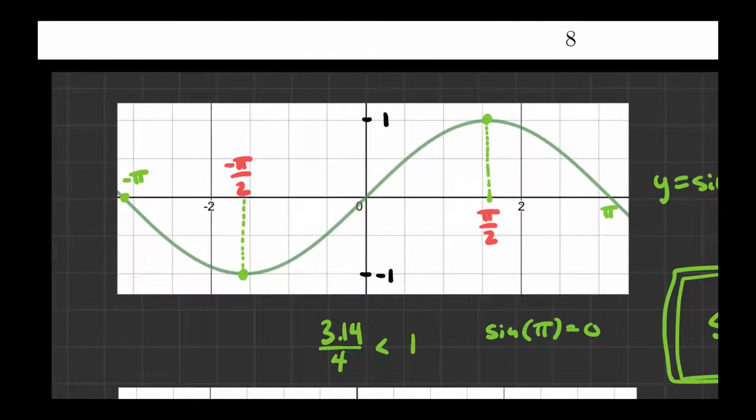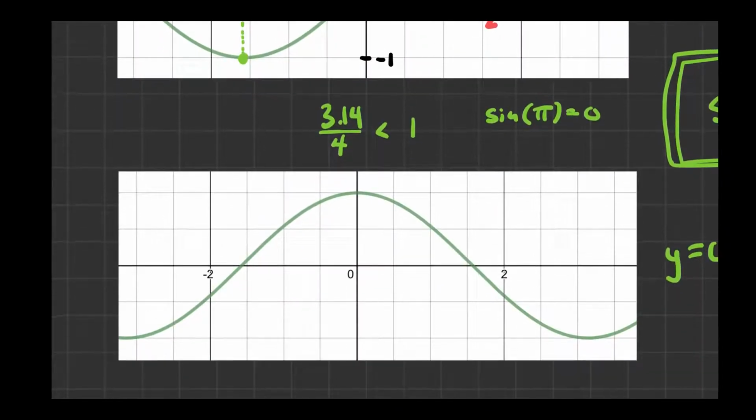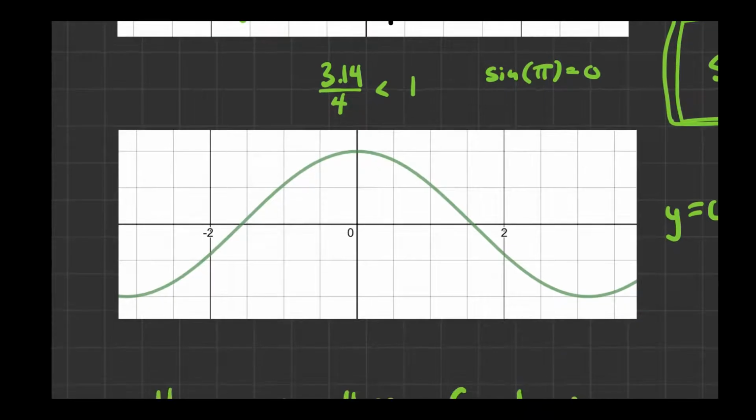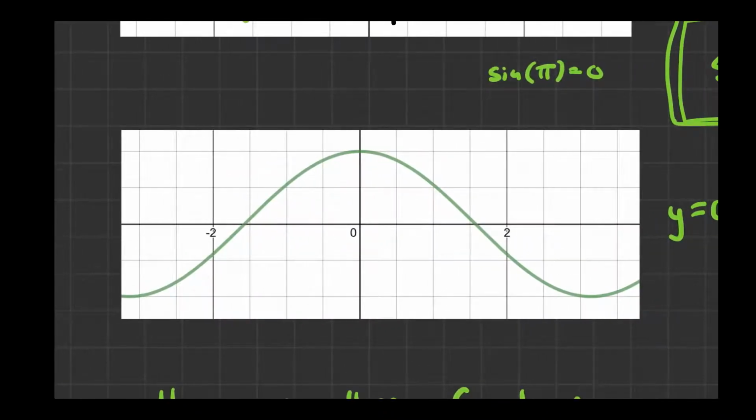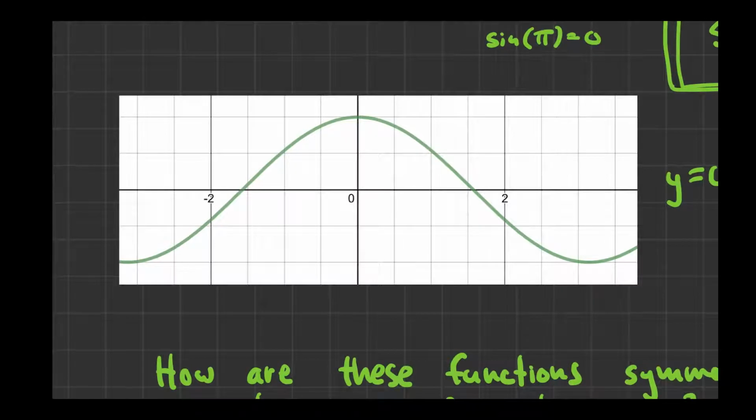Okay, I want us to think about that and think about how we could describe that symmetry, right? Because there's some symmetry in there. So symmetry kind of refers to things doing the same thing in opposite directions, right? So let's think about the symmetry of this graph now. So this is the graph of cosine of x. So this is y equals cosine of x. Let's think a little bit about what this graph has in terms of its symmetry.